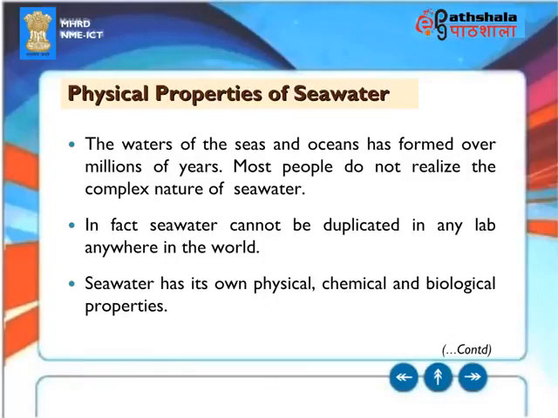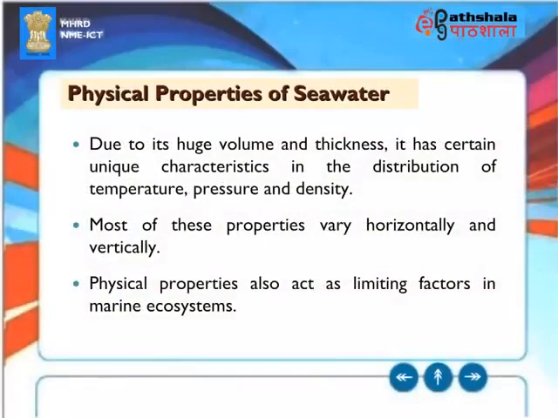Physical properties of seawater. The waters of the seas and oceans has formed over millions of years. Most people do not realize the complex nature of seawater. In fact, seawater cannot be duplicated in any lab anywhere in the world. Seawater has its own physical, chemical, and biological properties. Due to its huge volume and thickness, it has certain unique characteristics in the distribution of temperature, pressure, and density. Most of these properties vary horizontally and vertically. Physical properties also act as limiting factors in marine ecosystems.